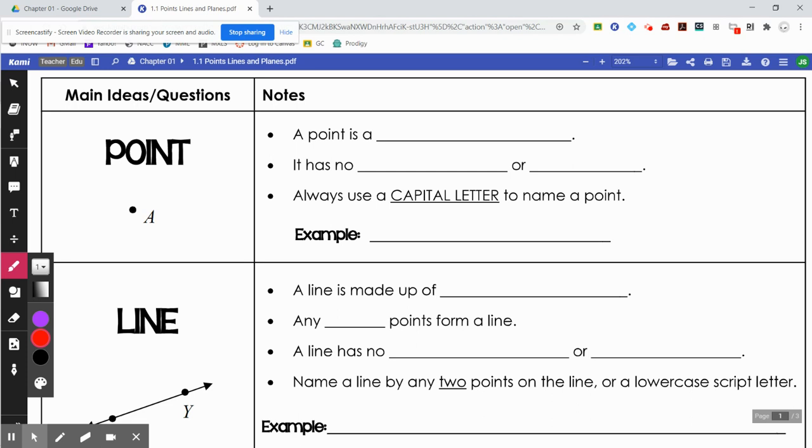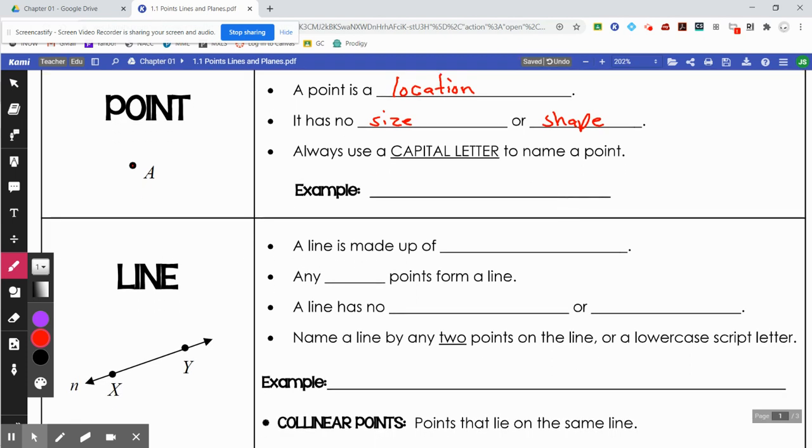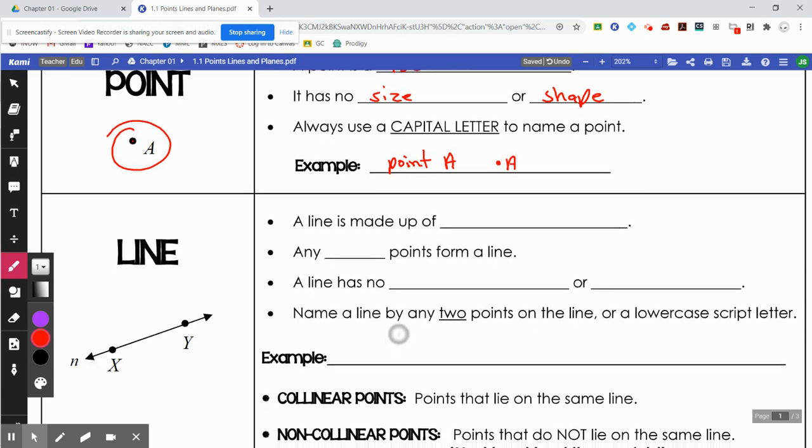A point is a location. It has no size and it has no shape. It is simply a spot. Always use capital letters to name points. Example, over here on the left, this is a point. We can call it point A, or sometimes you can just put a dot with an A next to it. Point A or point A.